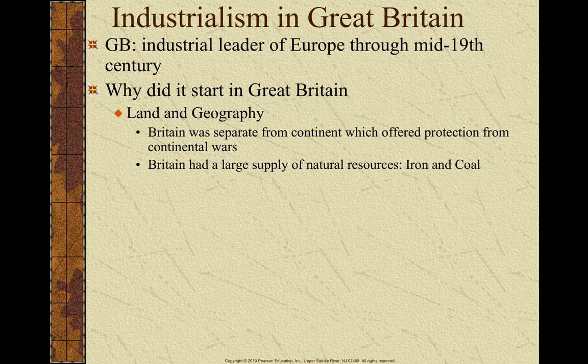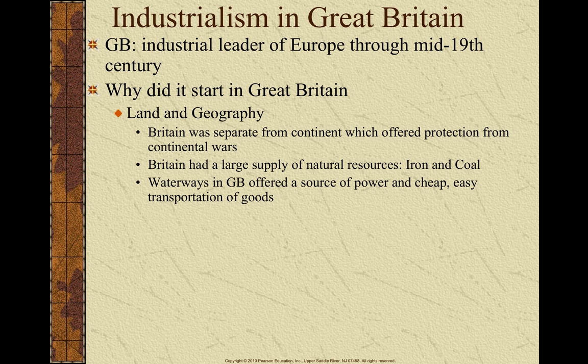Great Britain also had a lot of natural resources, iron and coal. Iron and coal are going to be two fundamental resources of the first phase of the industrialization. Coal is going to be the material used to power the machines, predominantly the steam engine. Iron is going to be the material to make the machines. Later on in the second phase, we're going to see these two important resources shift to steel and oil for the internal combustion engine.